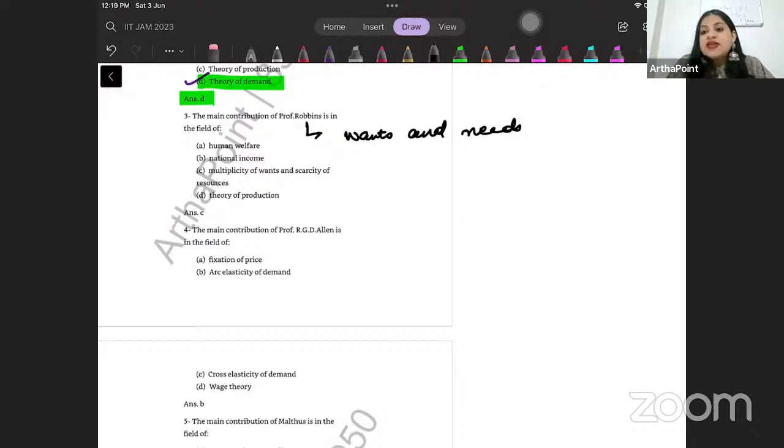There is multiplicity of wants. Multiplicity means wants keep getting multiplied, and therefore there is scarcity of resources. But this was given by Professor Robbins. So we need to remember these things, that multiplicity of wants and scarcity of resources was given by Professor Robbins. Come to the next question. Keep writing this down so that you can revise it at the end moment. Come to the next question.